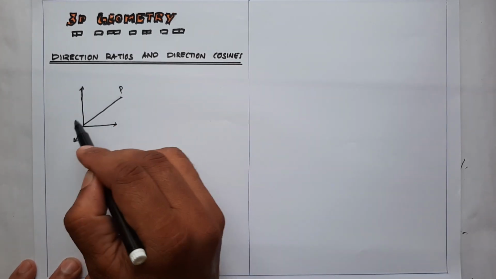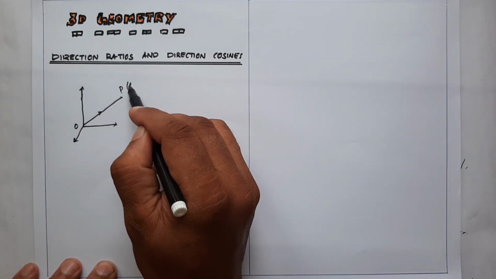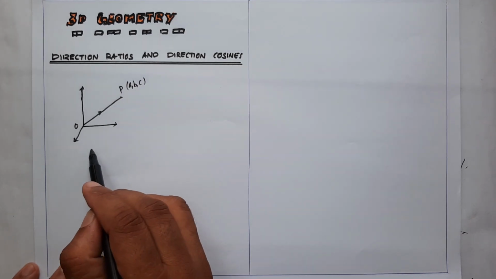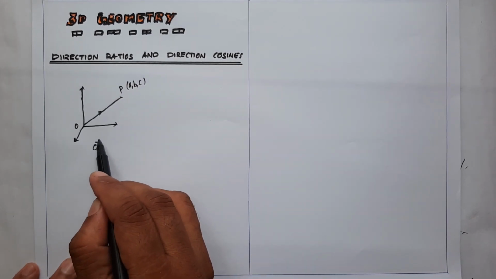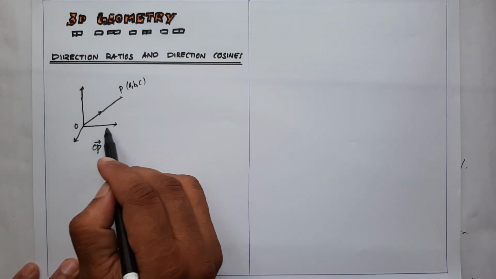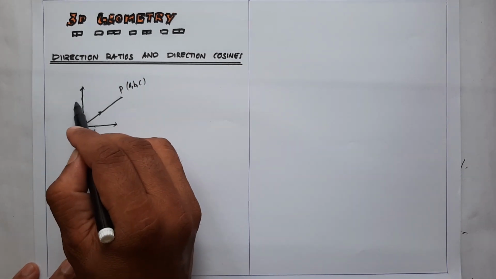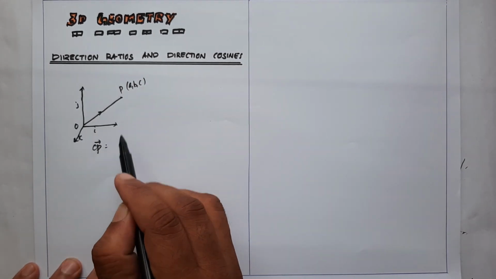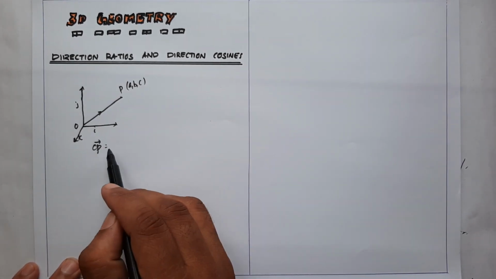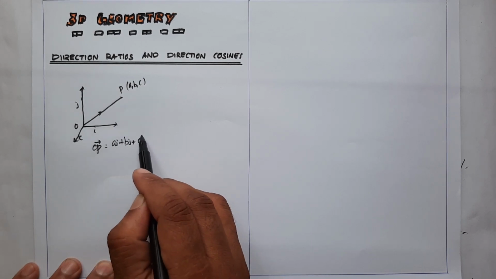Suppose vector OP. The coordinate of P is a, b, c. Then you know the position vector of P. Position vector of P is expressed in terms of the unit vectors i, j and k along the axes, so we get the position vector of P as a i plus b j plus c k.